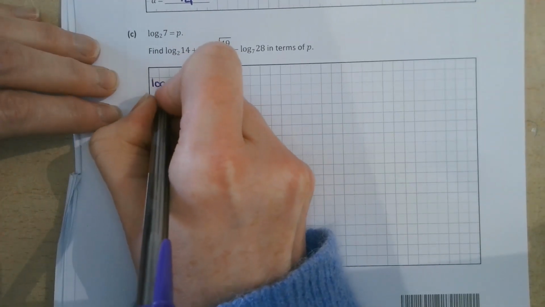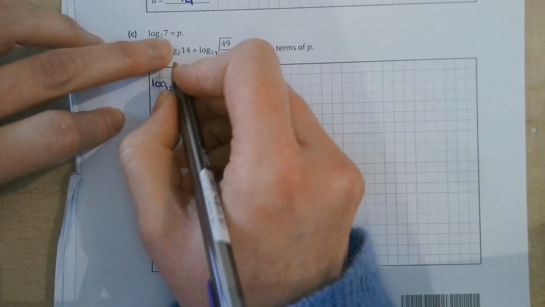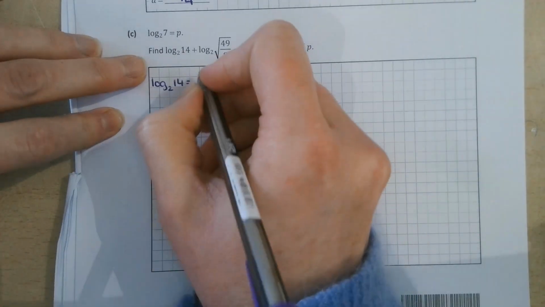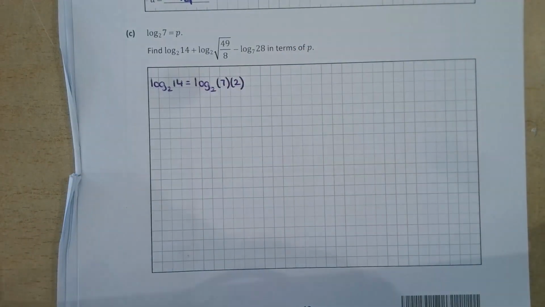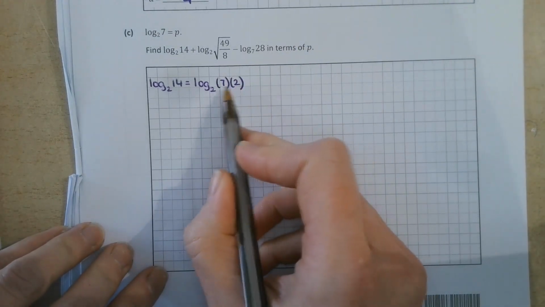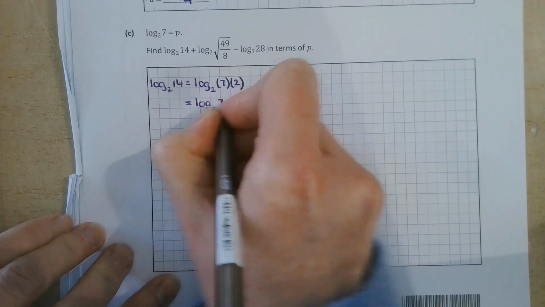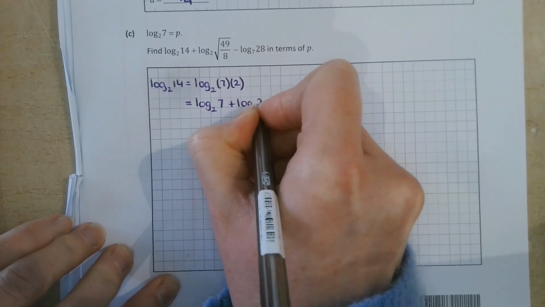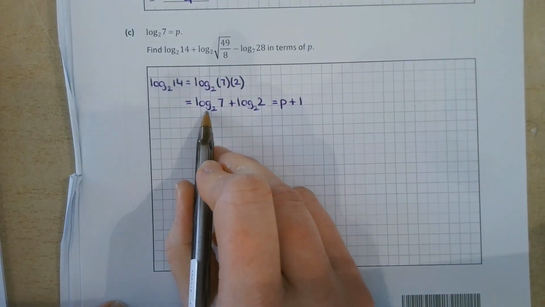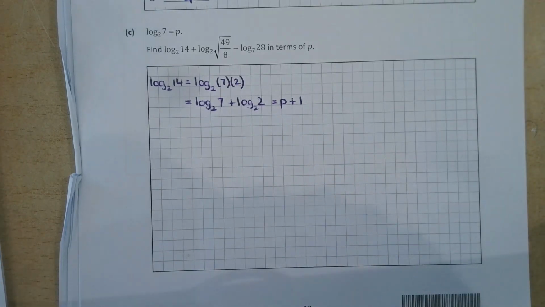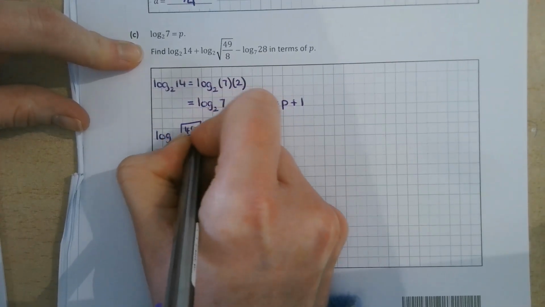So the first one we're going to look at is log to the base 2 of 14. 14 now can obviously be changed to 2 multiplied by 7. So we're trying to get it to look as much as we can like what we're given. So log to the base 2 of 7 times by 2 is how we can manipulate that. Using our rules of logs then, if we have two things being multiplied here, we can divide that into log to the base 2 of 7 plus log to the base 2 of 2, which would equal p plus 1. P, from what we're given in the question, and log to the base 2 of 2 would have to be 1.